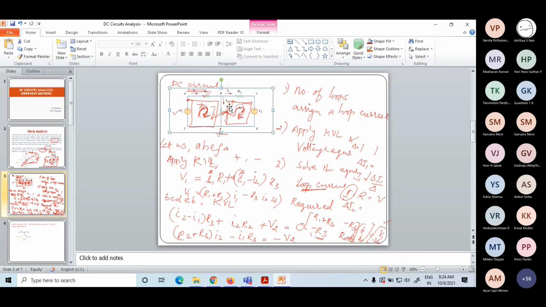Don't confuse with the branch current. Because when you consider the branch current, it will be opposite. It will look like I1 minus I2. I will tell you this way. One minute.